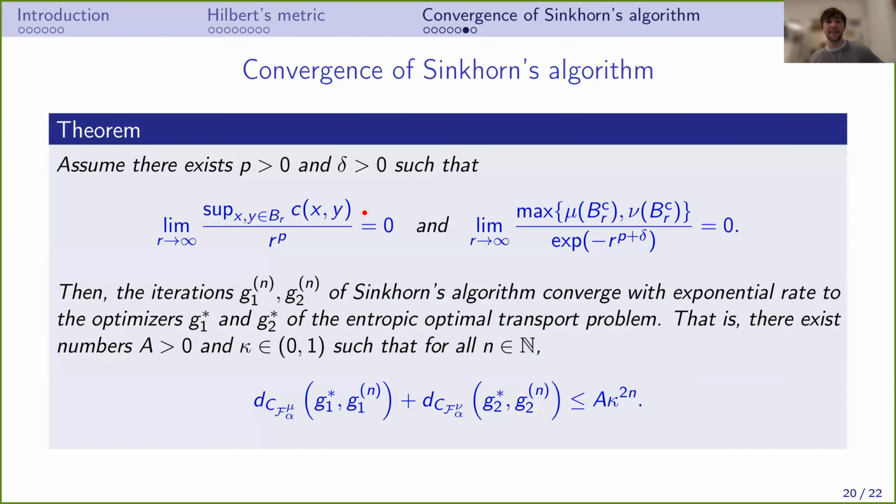And then just to summarize the result, we basically just need sufficient growth of the cost function. So the cost function C needs to have, let's say, growth of order P. And we need a little bit of slack compared to this rate of growth of the cost for the decay of the tails of the marginals. So these marginals need to have exponential tails of order P plus delta for some small delta bigger than 0. And if we have these growth conditions, then this argument sketched on the previous slides really goes through, and Sinkhorn's algorithm converges with exponential rate.